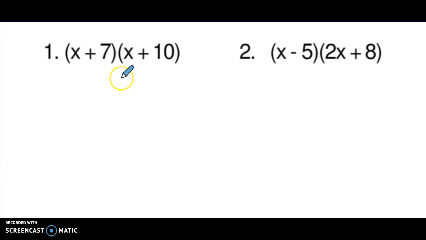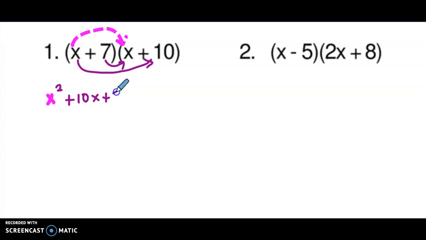So let's practice one more with FOIL and one more with distributive property. So I'm going to go and do the first one with FOIL. This is first, x times x, which is x squared. Maybe I didn't choose the best marker for that. How about that? There we go. We're going to do this. Outers is x times 10, which is 10x. Inners is 7x. And finally, last would be 7 times 10 is 70.